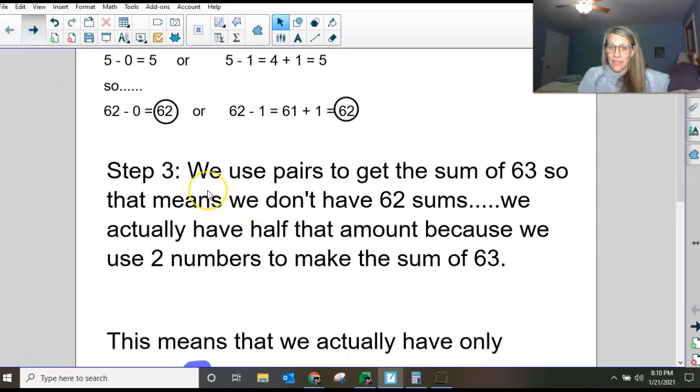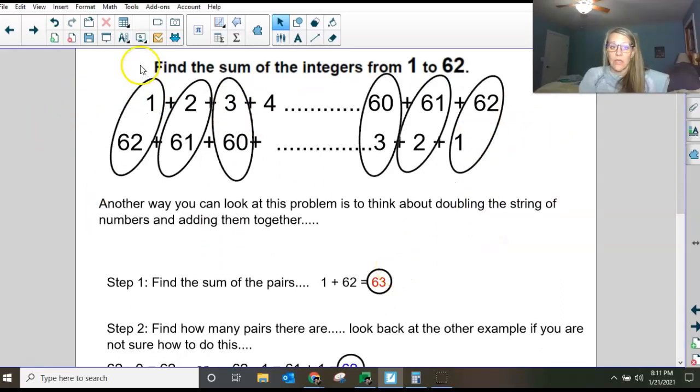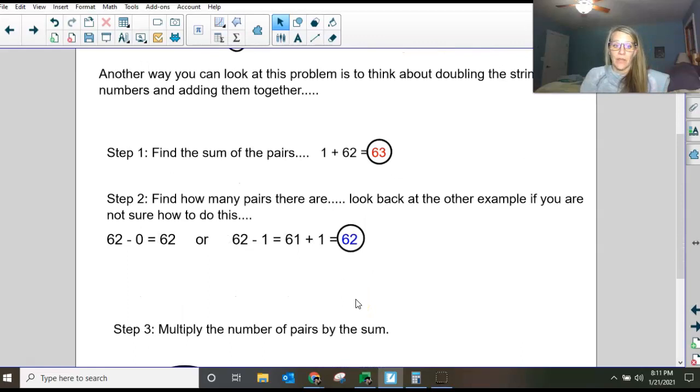All right, there is a second method to this. Maybe this one will make more sense to you. So what we could do is double this string of numbers, 1 through 62, and just add the pairs this way. Step 1 is still the same. Our sum of these pairs is still 63, okay? So now we have to figure out how many pairs there are, which we did already. It's the same exact step that we took in step 2 in the previous. So there's 62 pairs, okay?